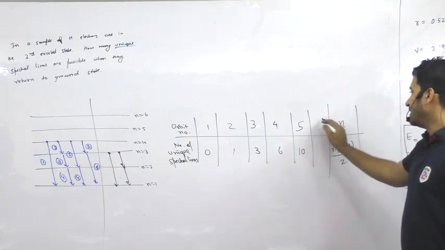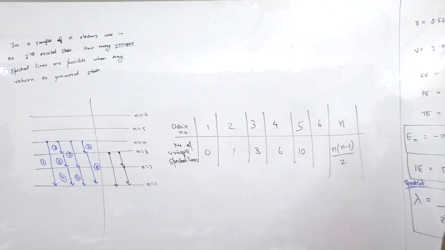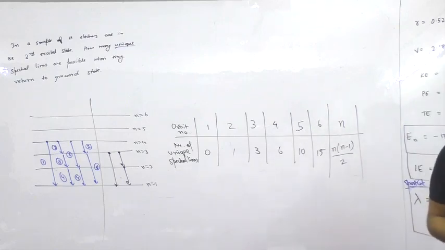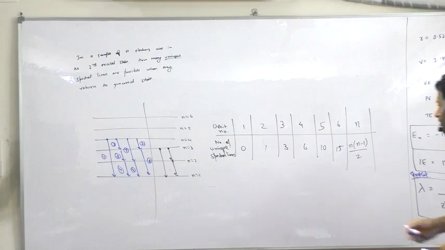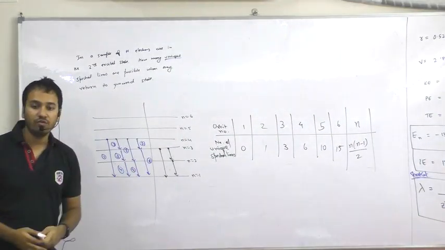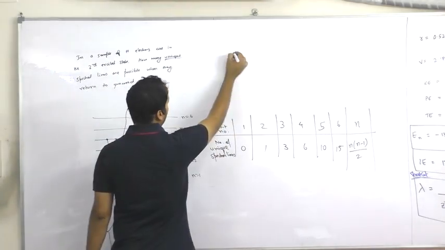10. Sixth orbit, 15, and so on, right? You can use this formula directly. So if the electron is, let's say, in the sixth orbit, then what are the unique transitions? You can actually draw it like this.